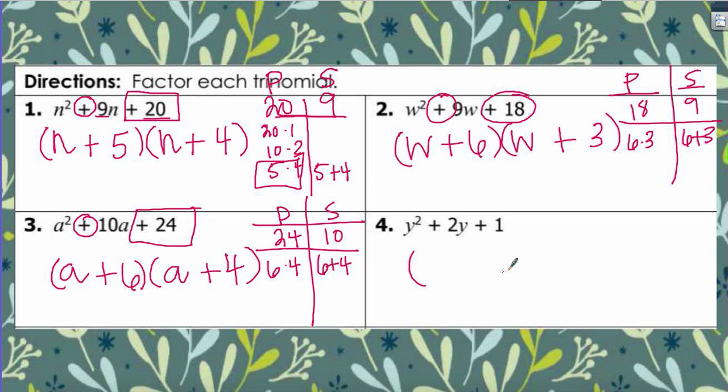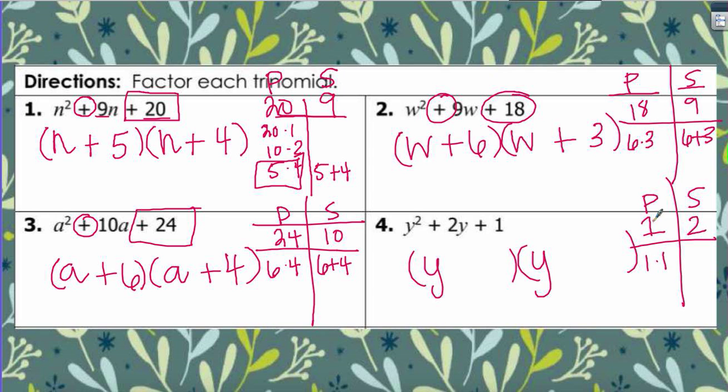Last one here, we've got y squared came from y times y. Then I've got a product of 1 and a sum of 2. Well, 1 times 1 is the only thing that's going to get me 1, and 1 plus 1 gives me 2, so they're both 1s. It's positive, so these signs had to match. This tells me they were both positive. Okay.